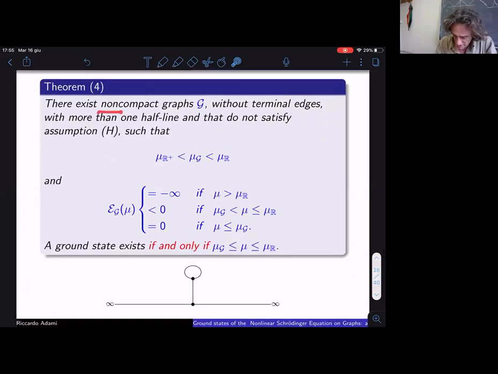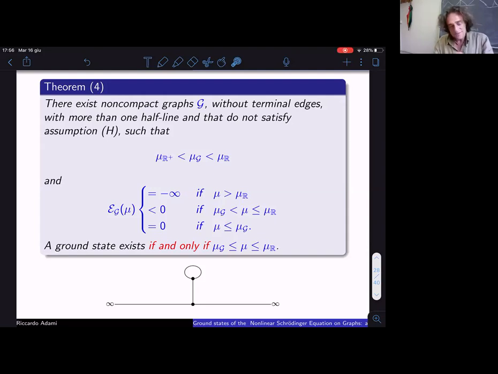there are some non-compact graphs, for instance, this one here, with no terminal edges, more than one half line, that do not satisfy assumption H such that mu g is strictly between mu r plus and mu r. And again, in this case, we are non-trivial. Finite energy ground states, negative energy ground states, when mu is between the critical mass on the graph and the critical mass on the line.